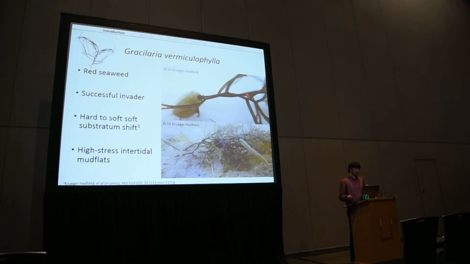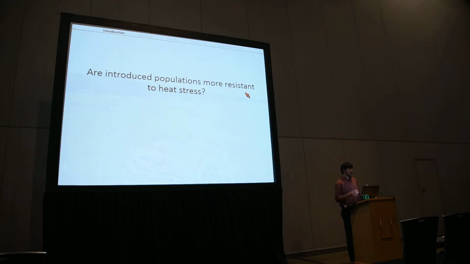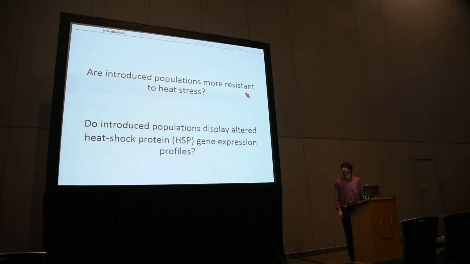The introduced populations that are typically found on intertidal mudflats are in high stress environments. Because of tidal influence, they experience strong salinity changes and strong thermal changes. So posed here are the questions: are introduced populations more resistant to heat stress? And do introduced populations display altered heat shock protein gene expression profiles?